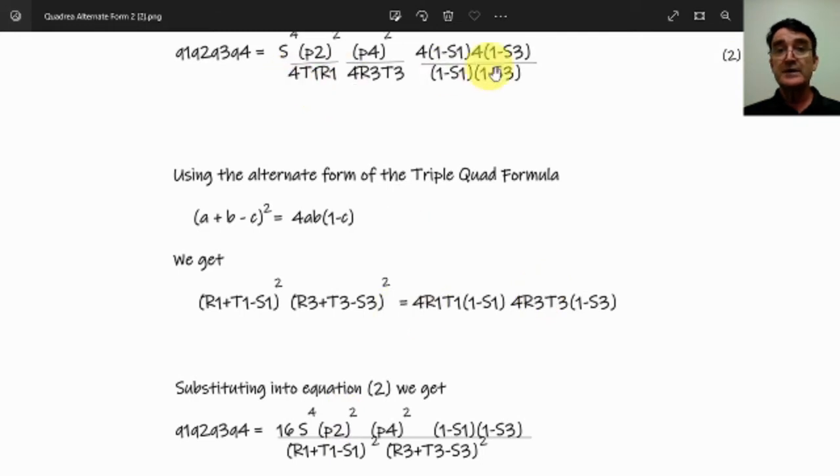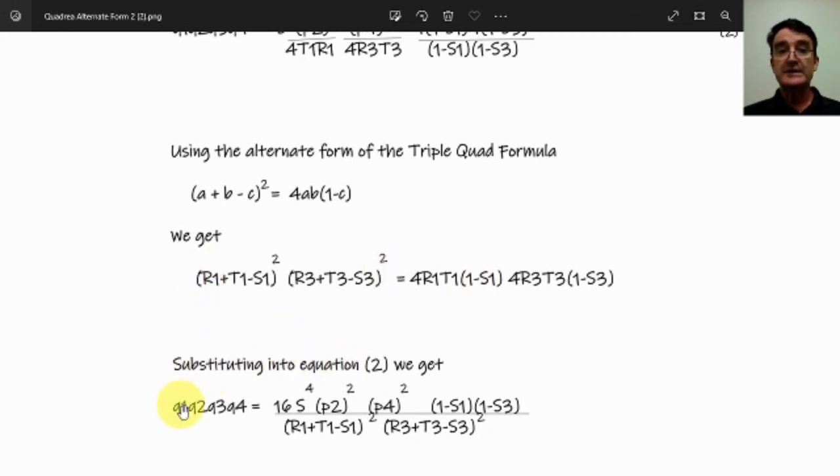This was the denominator over here before, the right-hand side was our denominator in equation 2. And we're going to substitute this in for the denominator now. Then we get Q1 times Q2 times Q3 times Q4 is 16 times S to the power 4 times P2 squared times P4 squared times 1 minus S1 times 1 minus S3, all divided by R1 plus T1 minus S1 squared times R3 plus T3 minus S3 squared.